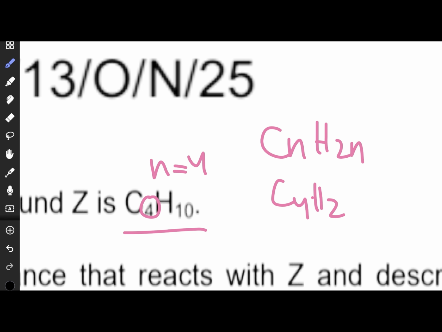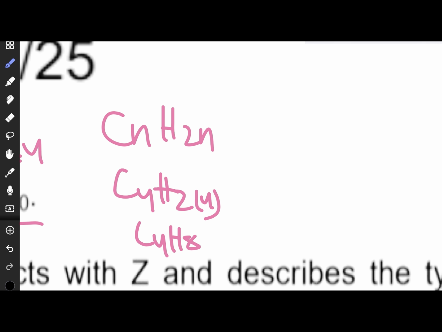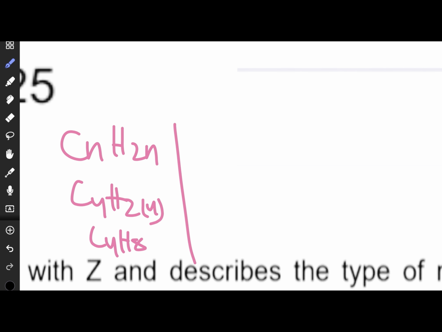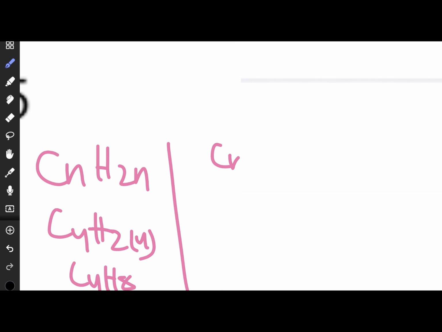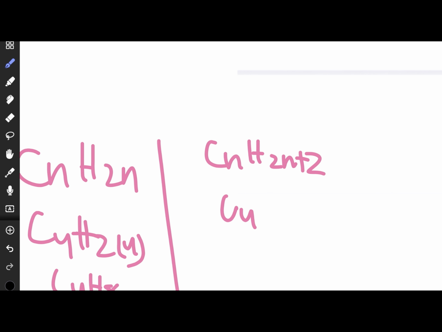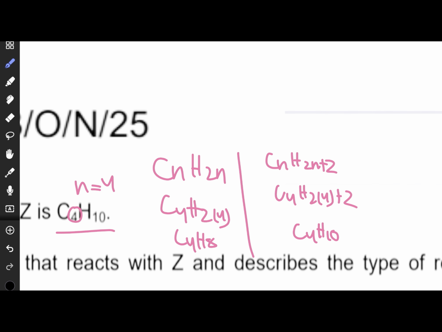C4H2 multiplied by 4 is going to be C4H8. Both of the molecular formulas are not matching, so this is wrong. It is not an alkene. Let's put in the general formula of alkane, which is CnH2n+2. C4H2 multiplied by 4 plus 2 gives us C4H10. So yes, both of the molecular formulas are similar, so this is an alkane.